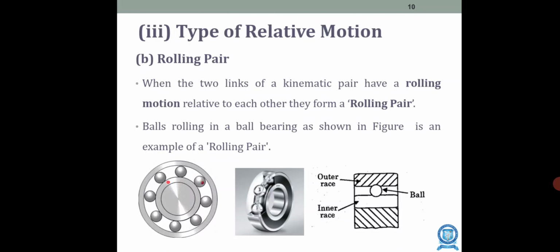Next one will be a rolling pair. When two links of a kinematic pair have a rolling motion relative to each other, then they constitute a rolling pair. For example, you can see a ball rolling in a ball bearing, as in the diagram. So this is a rolling pair. You have outer races and also inner races, and the ball will be rolling between them.